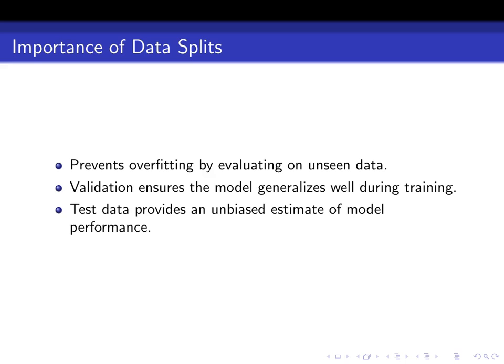Properly splitting data is essential for preventing overfitting. Validation data helps ensure the model generalizes well during training, while test data provides an unbiased estimate of how the model will perform on unseen data. These splits are fundamental to building robust and reliable machine learning models.